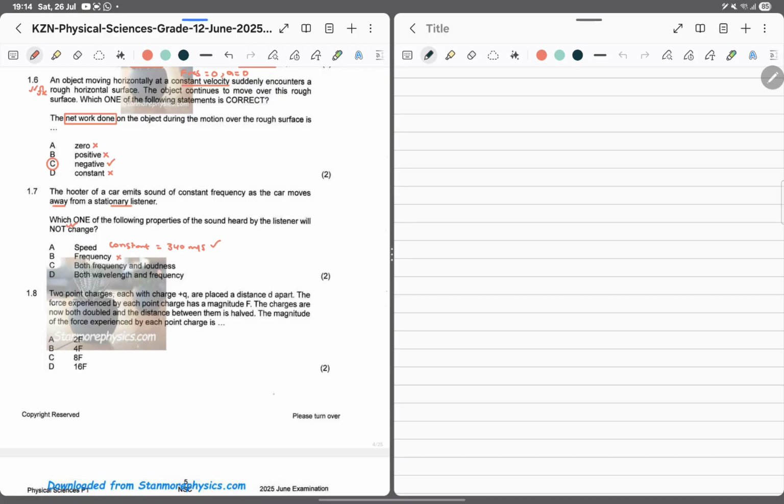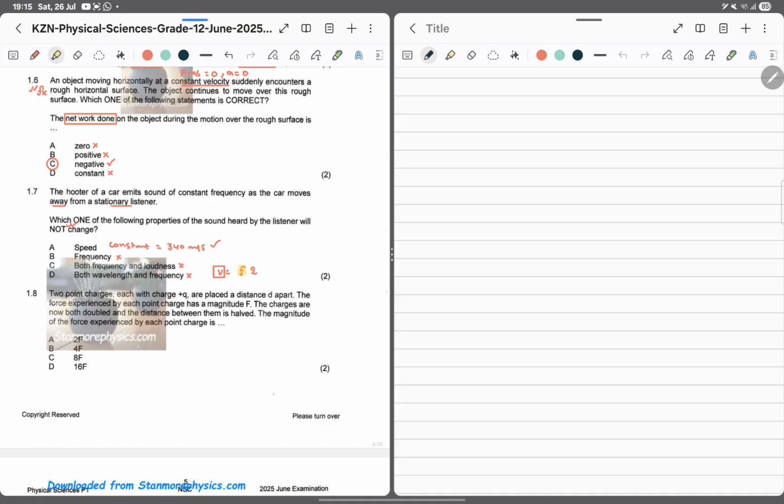Frequency actually does change. Both frequency and loudness, they both appear to decrease. In fact, the loudness decreases, but the frequency will appear to decrease. Both wavelength and frequency, these ones are inversely proportional to each other. So against a constant speed, with this equation, v equals f times lambda, frequency times lambda, we know that with this guy as a constant, these are inversely proportional.